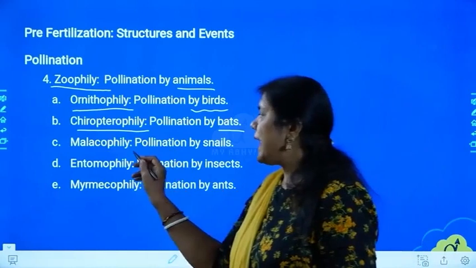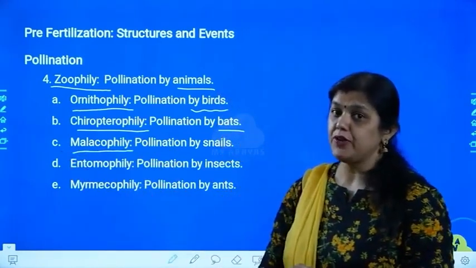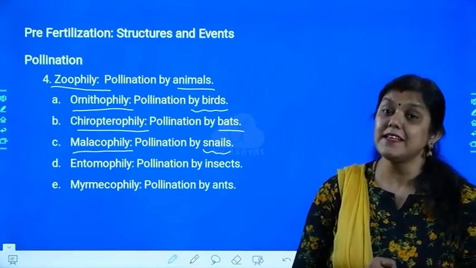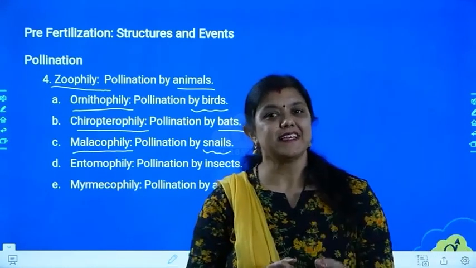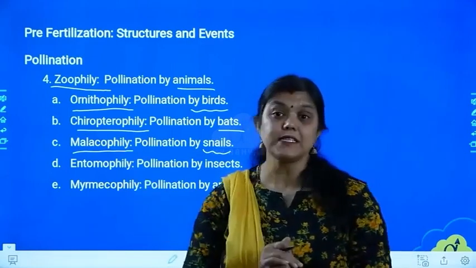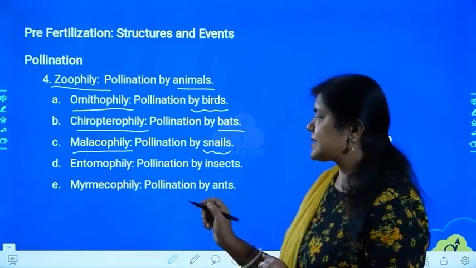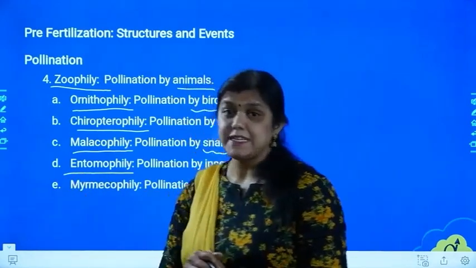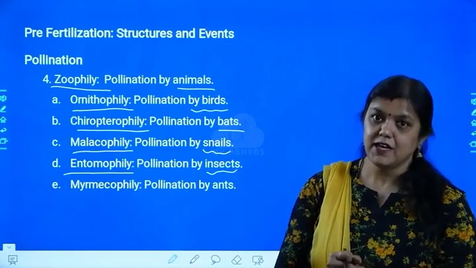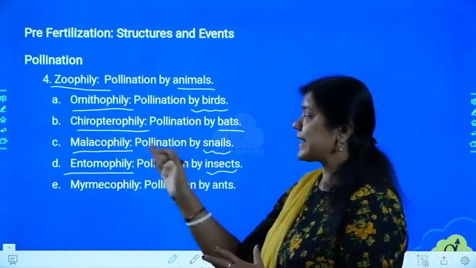Third one is malacophily. What is malacophily? Malacophily is pollination by snails. Can snails also do pollination? Yes, snails also can help in the process of pollination, and that is called malacophily. Next comes entomophily. What is entomophily? Entomophily means pollination by insects. Pollination by insects is called entomophily.